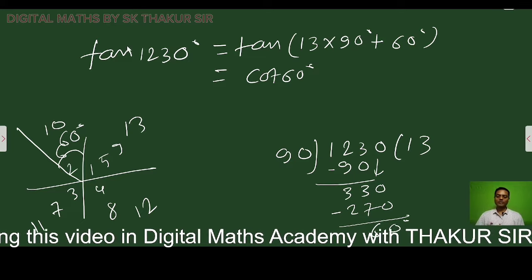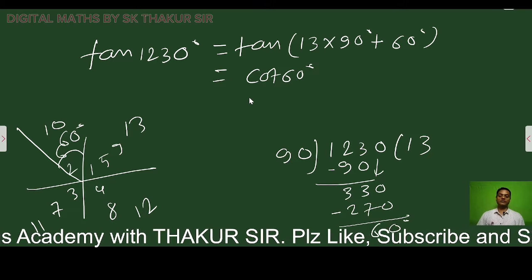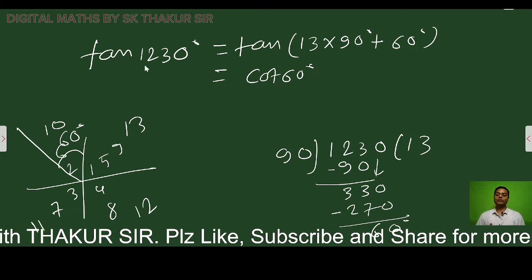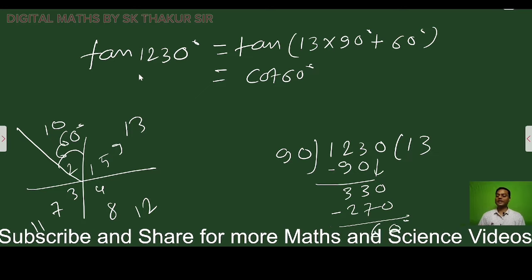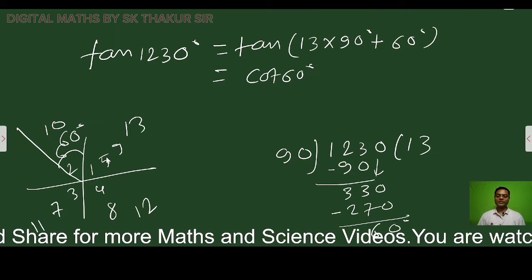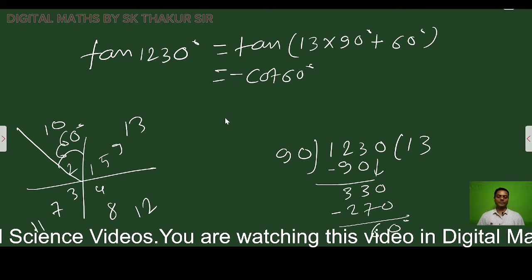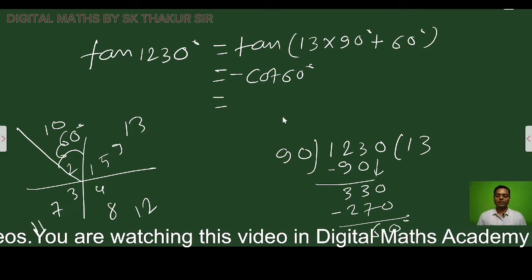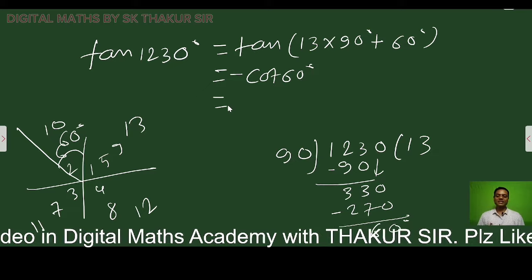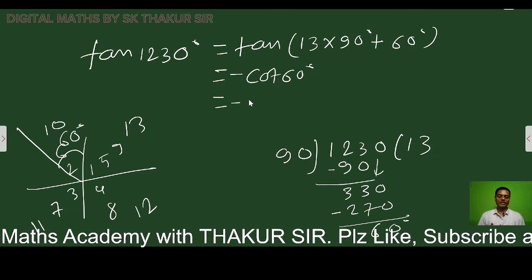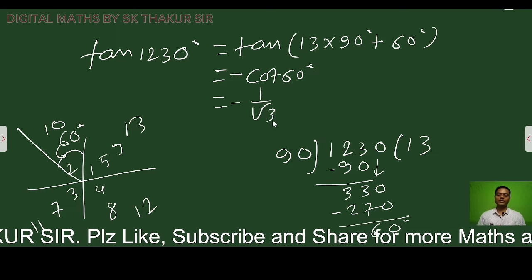And in second quadrant, we have to see tan, not cot. Because cot is the reverse of tan, that came. But we are going to find out the value of tan 1230 degree. So we have to see carefully whether tan is positive or negative in the second quadrant or not. In second quadrant tan is negative, so we can write here minus, right? So tan 1230 degree gives minus cot 60 degree, and cot 60 degree means what? 1 by root 3. So we can write here 1 by root 3. So tan 1230, its value is minus 1 by root 3.